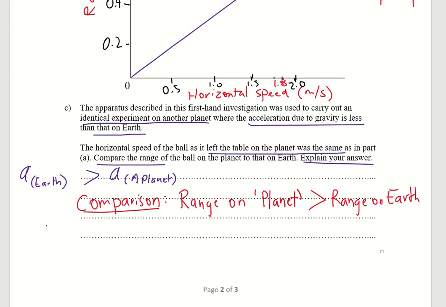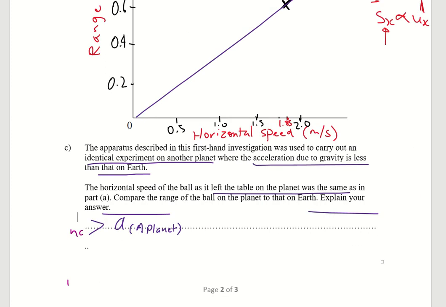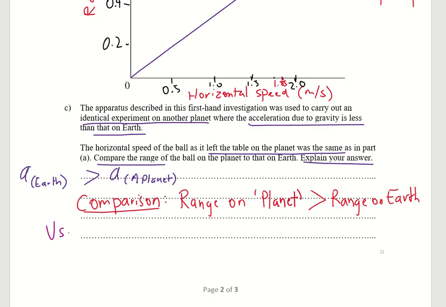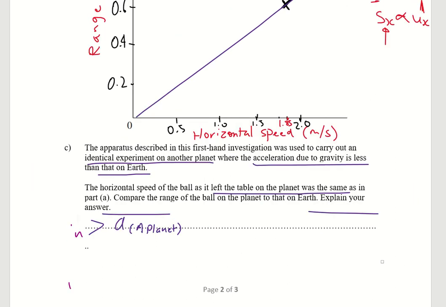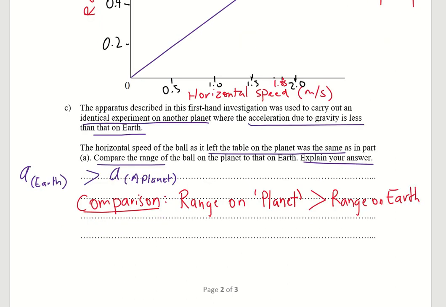So I'm going to be using this thing. Really doesn't like me today. Whoa. Okay. So using Sy equals Uyt plus half Ayt squared. Okay. We're going to make a couple of assumptions. So we're using this formula.